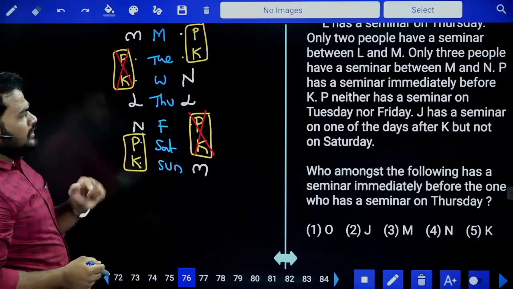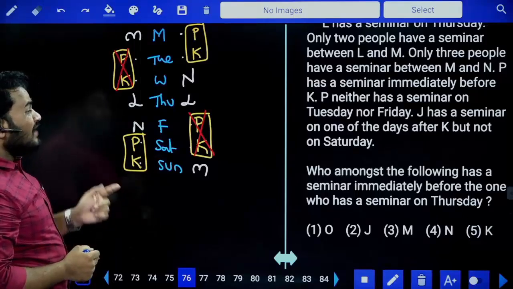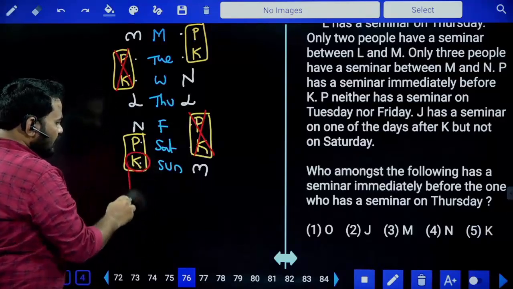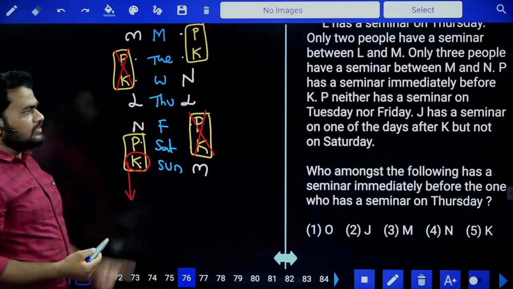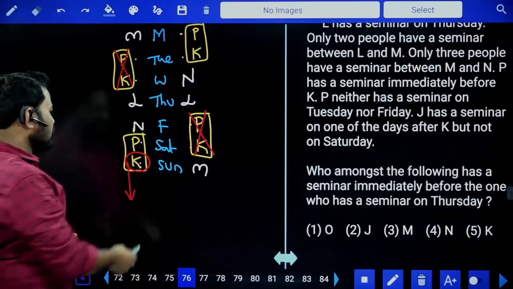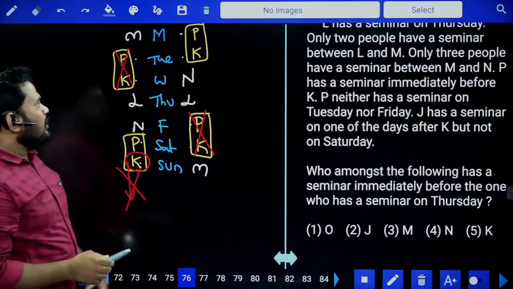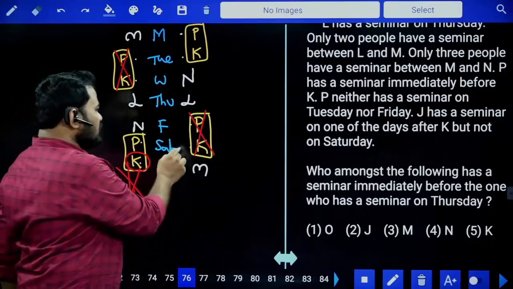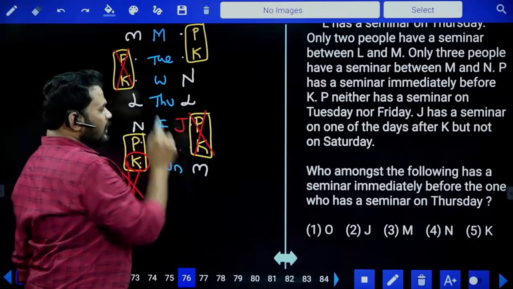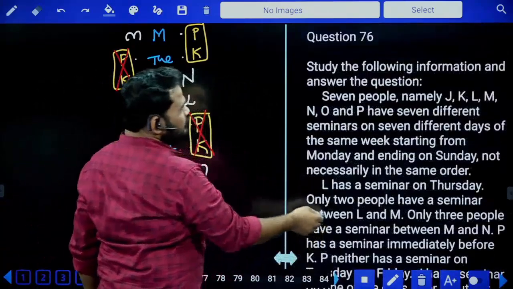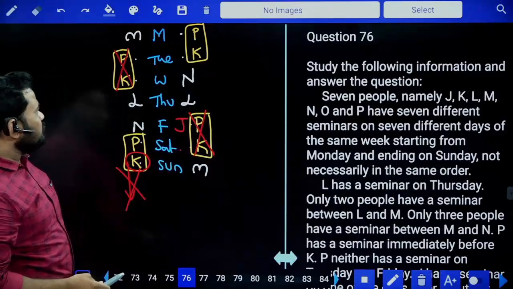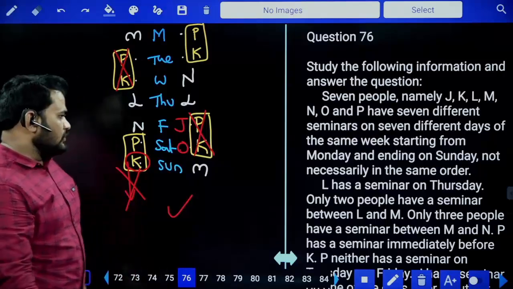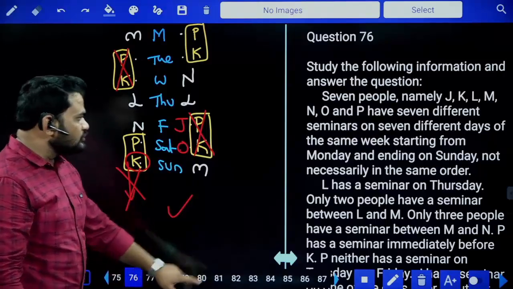The next condition: J has a seminar on one of the days after K, but not on Saturday. If K is here, after K we don't have any other day to fix J, so this is eliminated. After K only we need to place J, but not on Saturday. Obviously J must be on Friday. The remaining letter to be fixed is O, so that is completed. So this is the answer of the question.